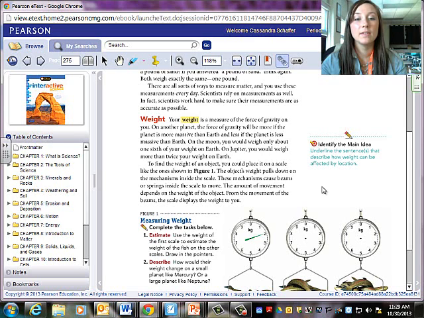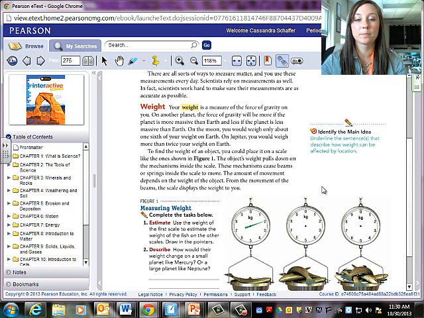To find the weight of an object, you could place it on a scale like the one shown in Figure 1. The object's weight pulls down on the mechanism inside the scale. These mechanisms cause beams or springs inside the scale to move. The amount of movement depends on the weight of the object. From the movement of the beams, the scale displays the weight to you.